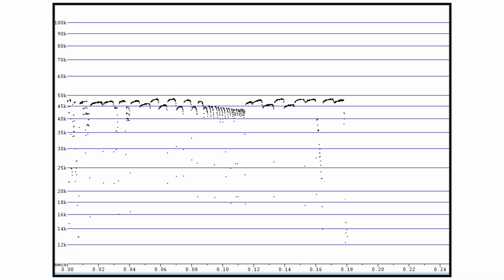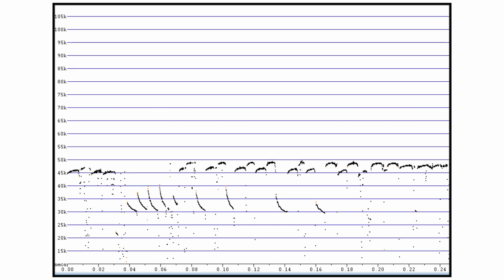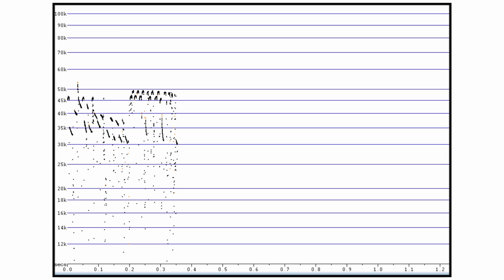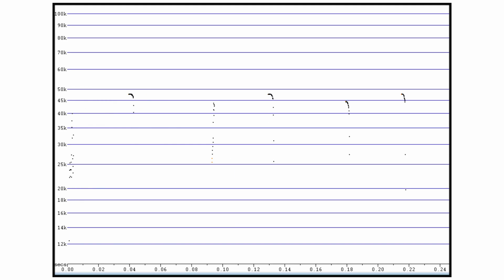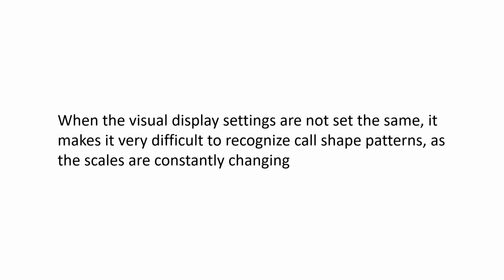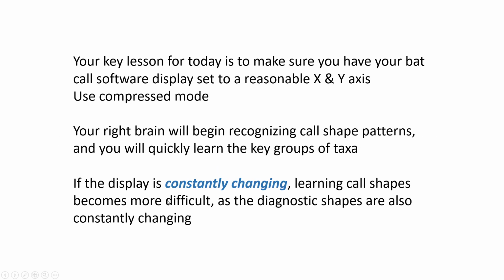Here we go back to our standard setting. We can identify that one. Oh, again, linear. So you can see jumping around from one setting to the other makes it really difficult to recognize the shapes and patterns because not only are the scales constantly changing, but the call shapes you're trying to learn are constantly changing.